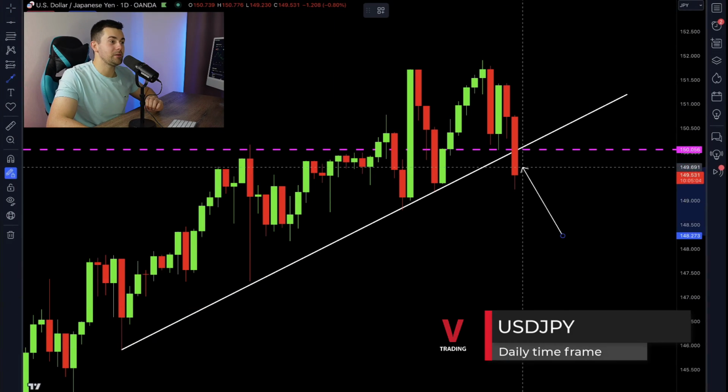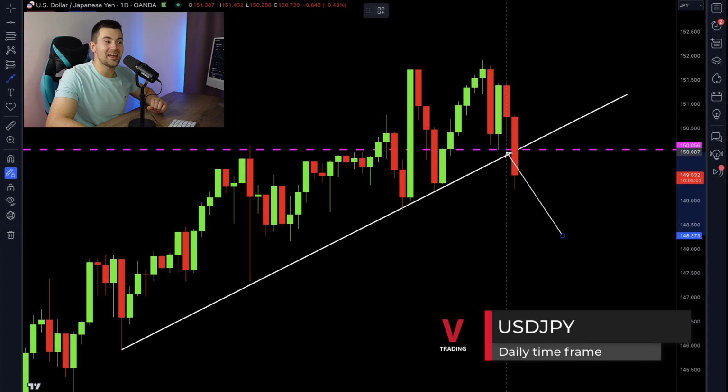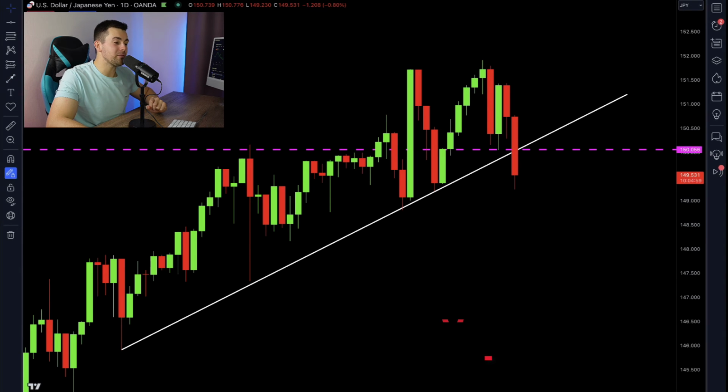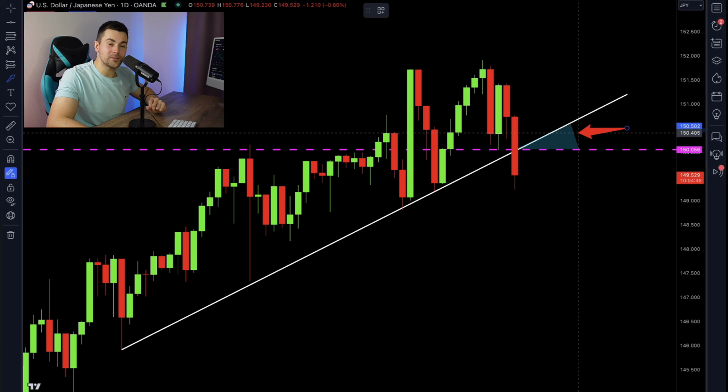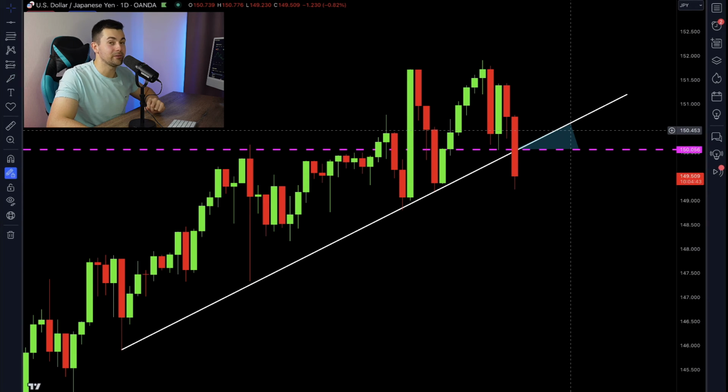Here's one more supply zone on a dollar-yen pair. You can see that here the price is violating that horizontal support and that trend line. And after the breakout, the broken horizontal support and the trend line will compose the expanding zone of supply, and we will assume that sellers will place their orders within that entire area.